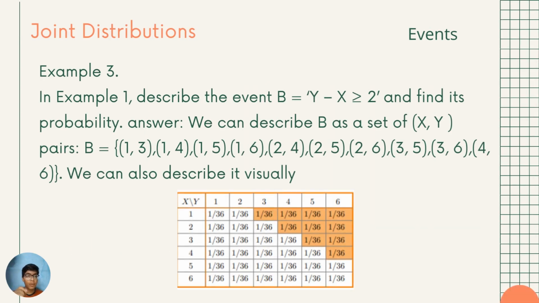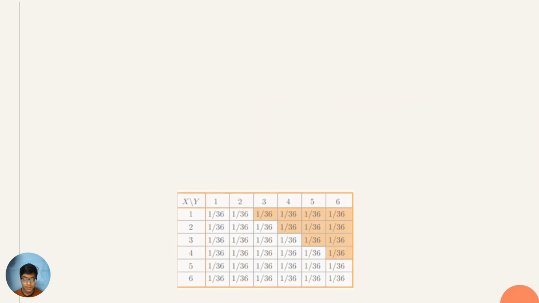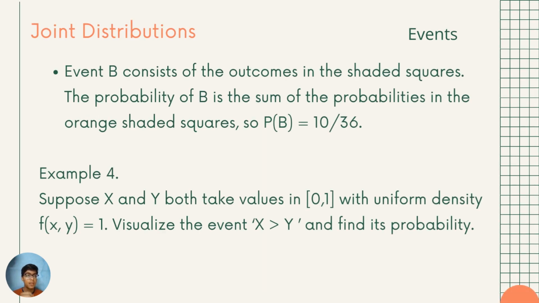Example 3. In example 1, describe the event B equal to capital Y minus capital X greater than or equal to 2 and find its probability. So the answer would be, we can describe B as a set of capital X comma capital Y pairs, and B would include these ordered pairs which satisfy the given condition. We can also describe it visually like this, where the shaded orange region is nothing but the set B. Event B consists of the outcomes in the shaded squares. The probability of B is the sum of probabilities in the orange shaded squares. So, probability of B is equal to 10 by 36.